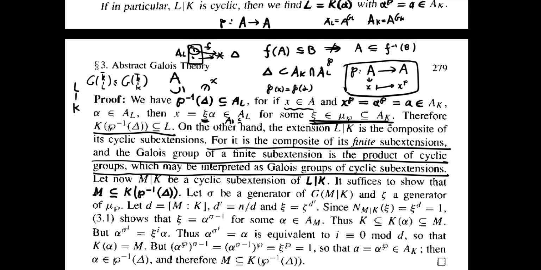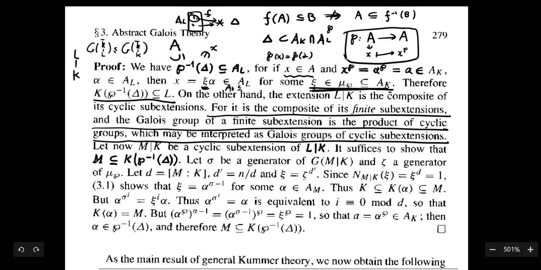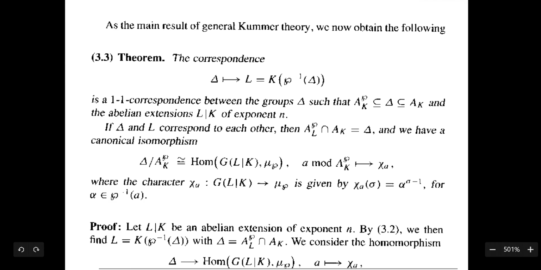The logic here is if you can show all the cyclic subextensions are contained here, and conversely this itself is containing L, and L is the composite of cyclic subextensions, and we prove that L equals this Kummer extension. Okay, we'll now go through the proof.